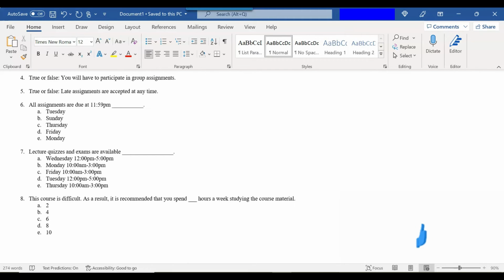Assigning a syllabus quiz ensures that students truly study the syllabus and understand the course requirements. Students also know exactly what to expect during the course.